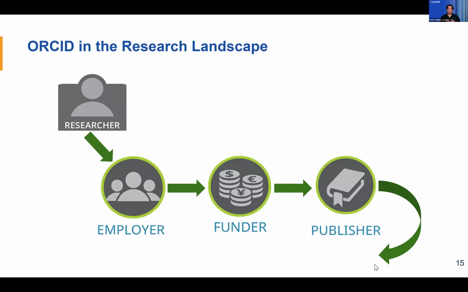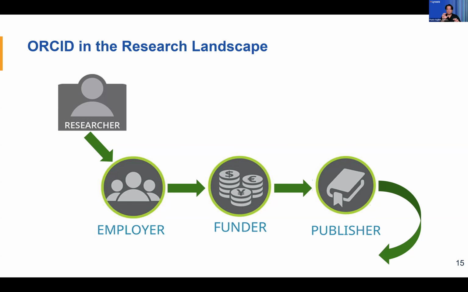Now, if you think about ORCID on a larger scale, ORCID in the research landscape. As a researcher, you work with an employer, say, as a professor, for example, and you're going to apply for grants. So you're going to be working with a funder. And once you have worked with a funder and you're working on grants and doing a lot of this research, you will then work with a publisher to publish the works that you have done, the results of your research. So all of this is really in the research landscape.